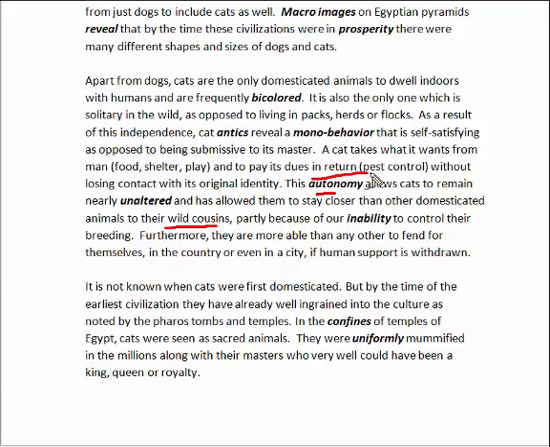All right, great. Autonomy. That did not help me. So what do I do? I look at the sentence above. A cat takes what it wants from man and pays its dues in return without losing its original identity. It takes what it wants. There it is. So autonomy is defined as taking what you want. Let's broaden that out and get rid of take and just say do. Do what you want. That is our new definition for autonomy.